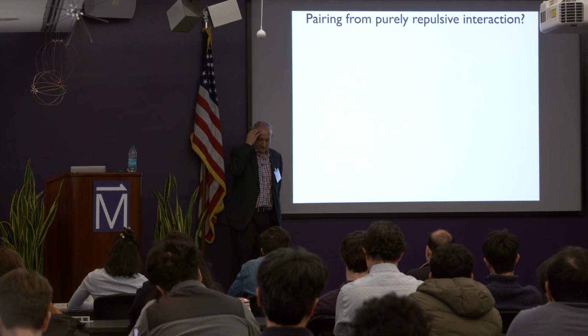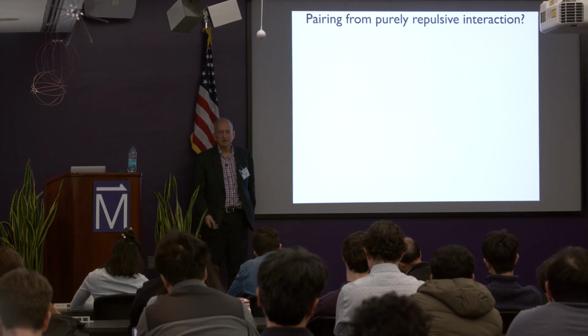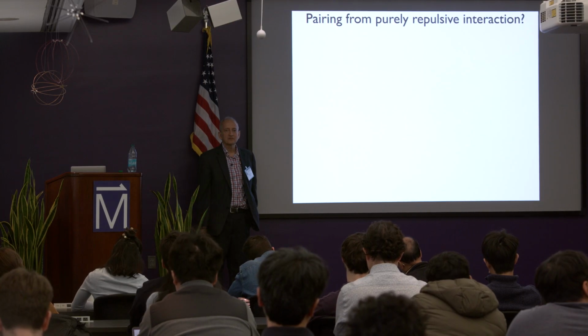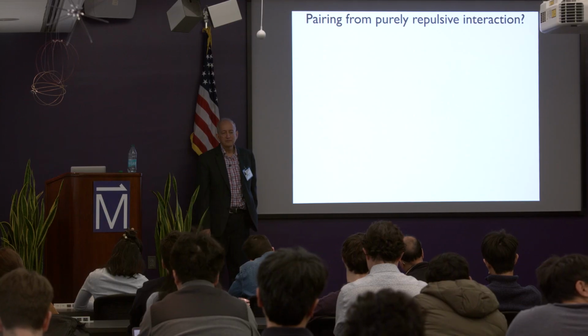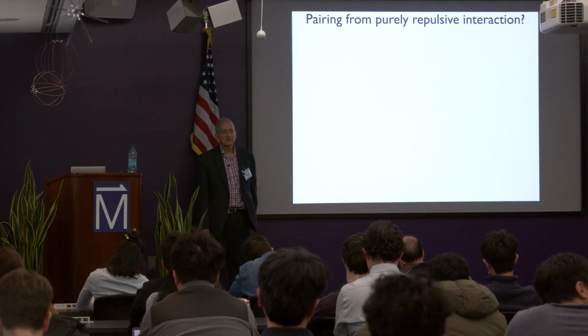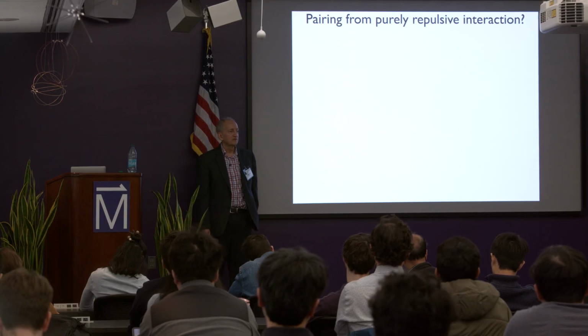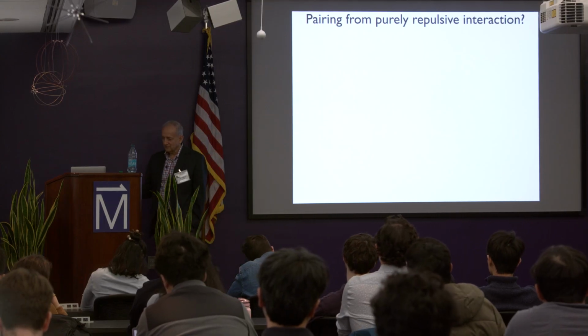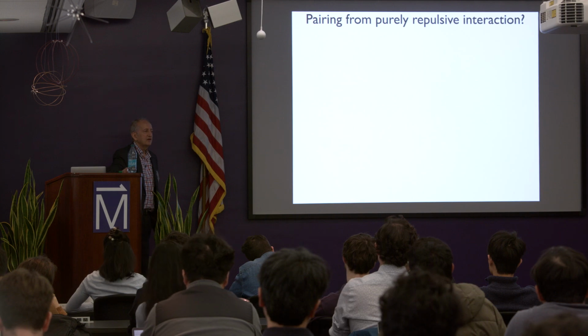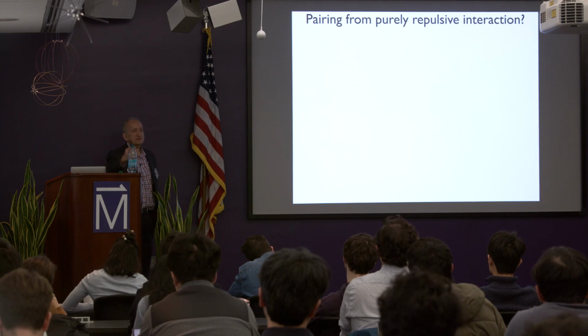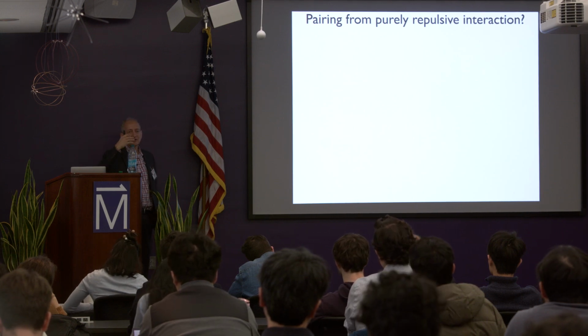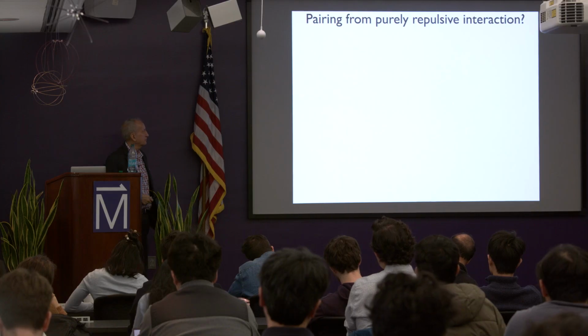Now, this kind of connects to the previous talk by Andre. You might ask, how can we have pairing if we have only repulsive interaction? That's the fundamental question of high temperature superconductivity. How can you have pairing with such strong repulsive interaction?